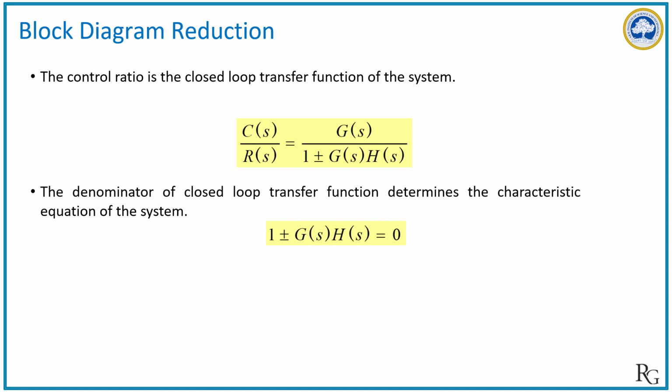The denominator of this closed loop transfer function is known as the characteristic equation. Sometimes we also have to find out the characteristic equation of the system. So from the complex block diagram, if we are able to simplify it and find the final block with numerator and denominator, then the denominator of that transfer function represents the characteristic equation of that complete system.